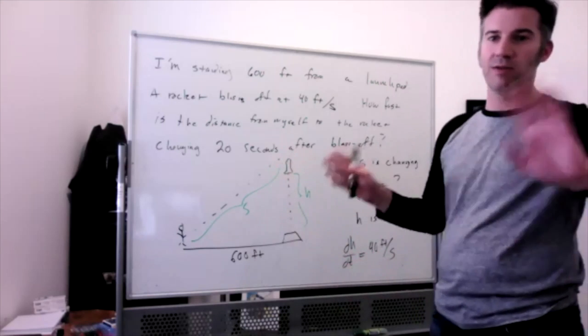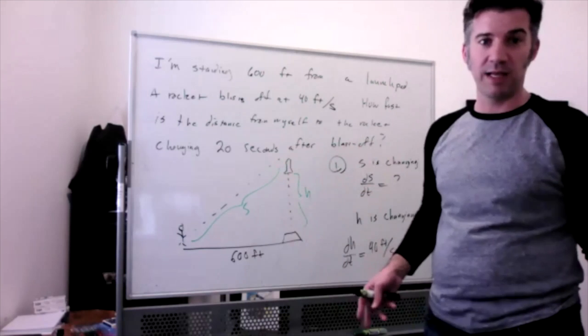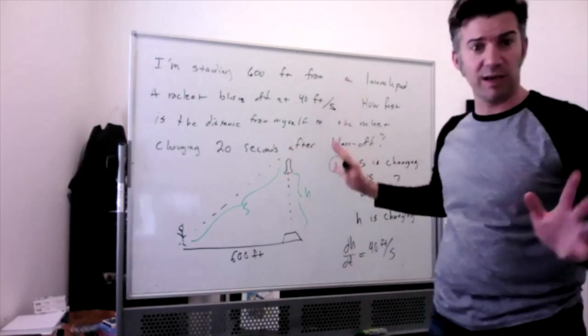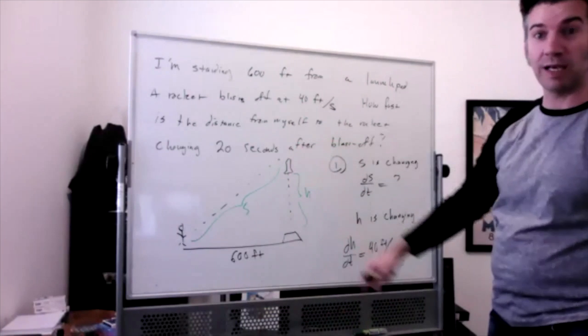We're not worrying about gravity. We're pretending that the rocket is perfectly powered, that it goes exactly 40 feet per second for as long as we care about. At least 20 seconds.